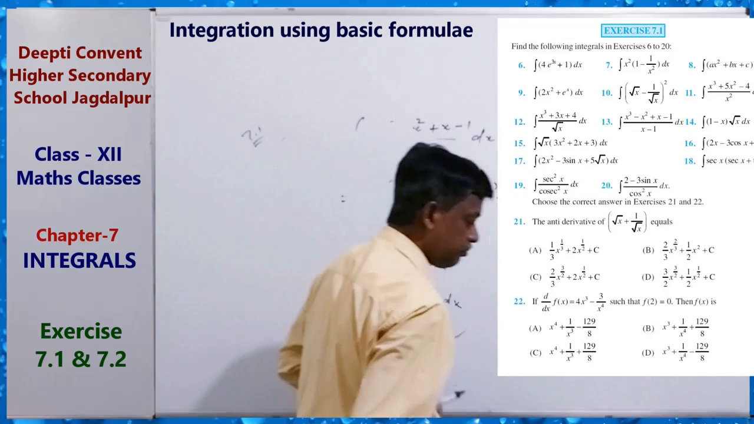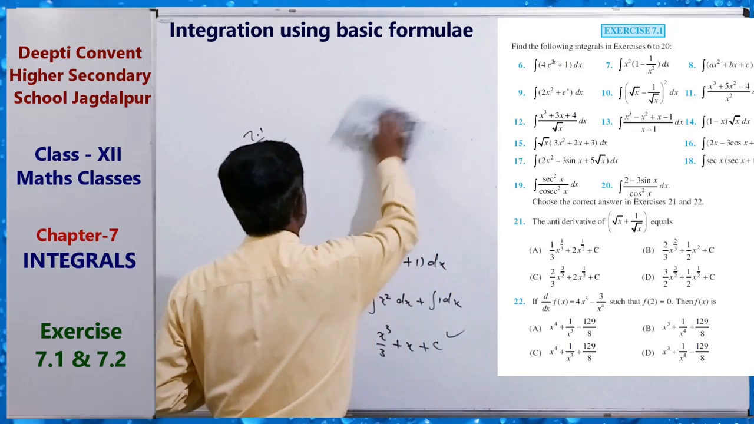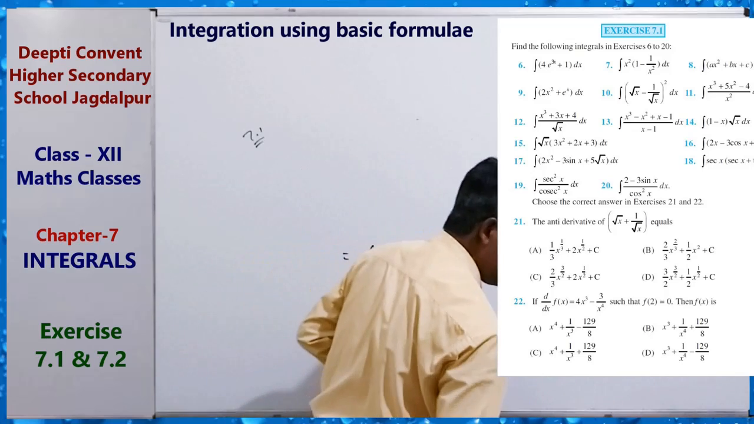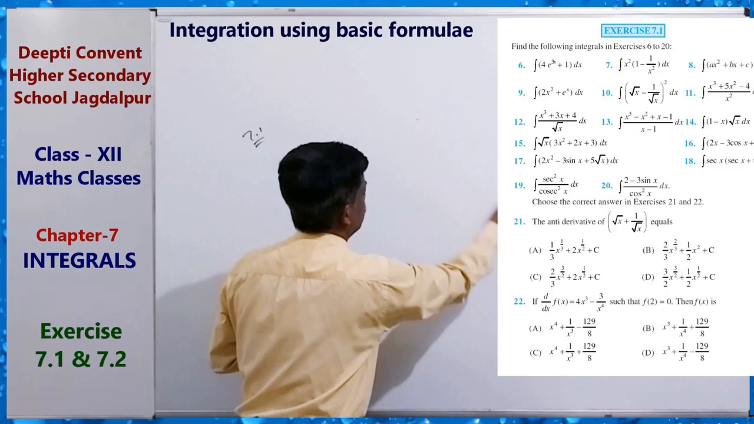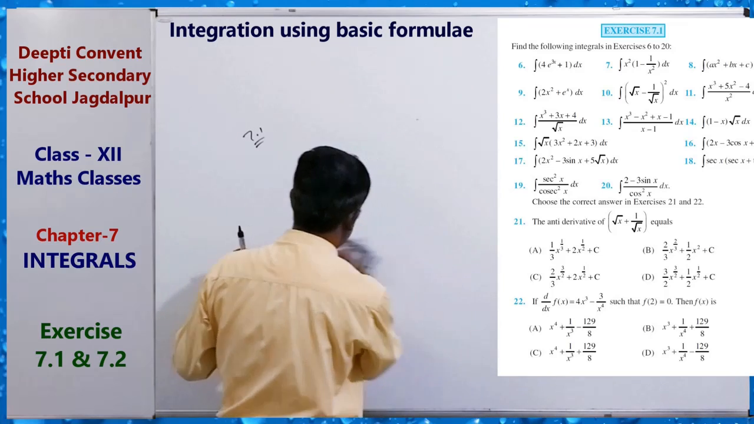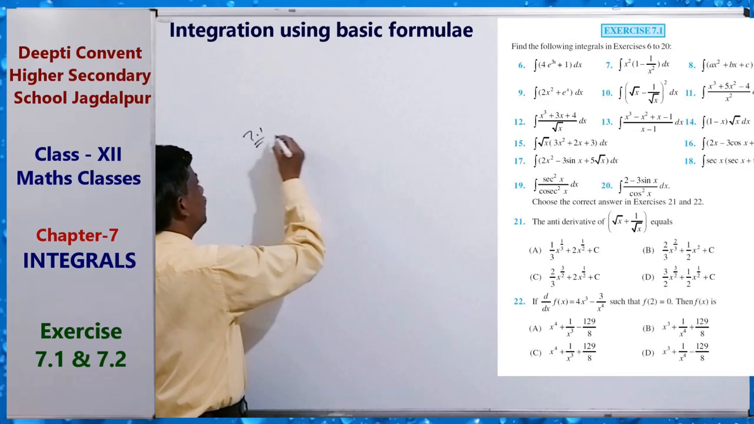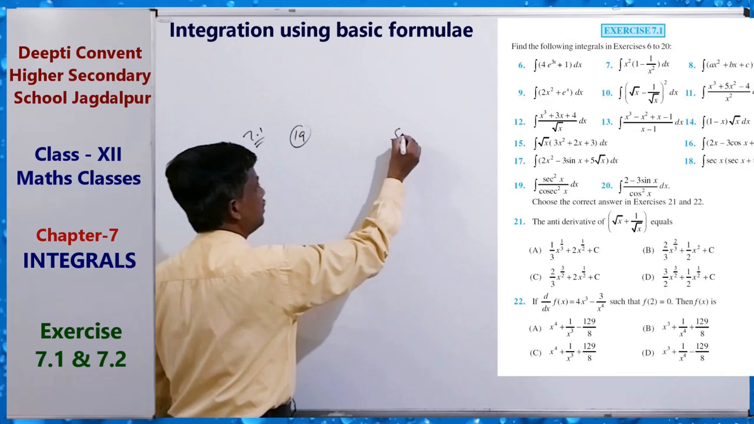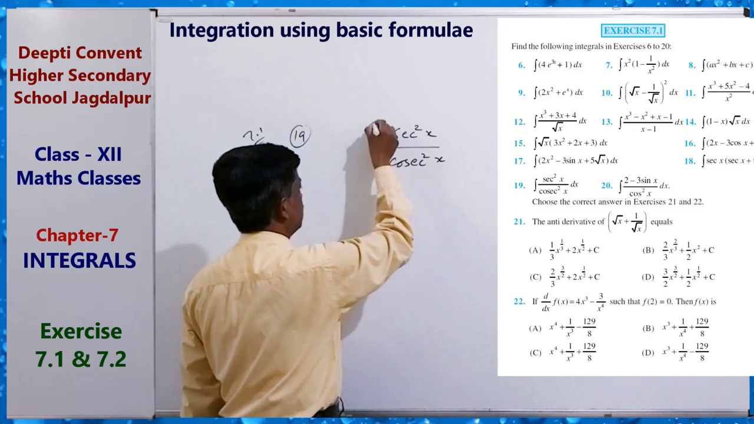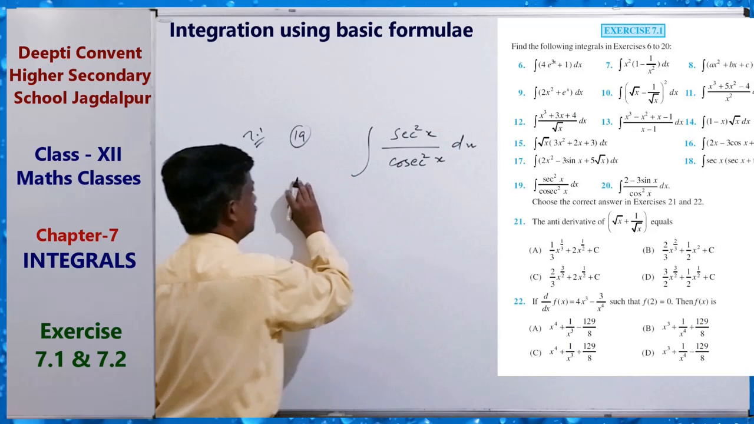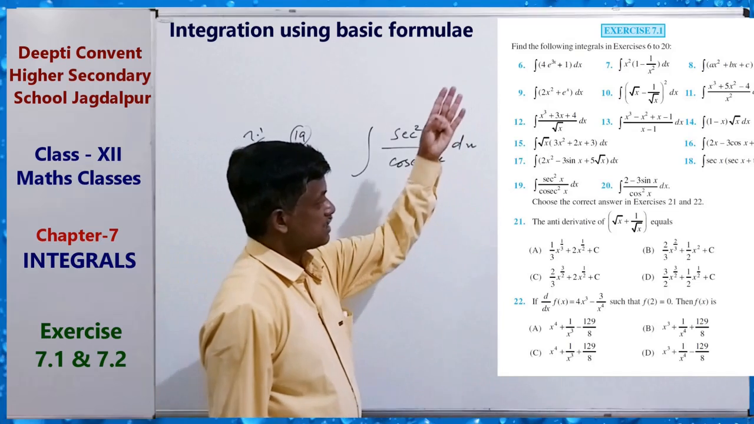Here question 19: sec square x by cosec square x. In trigonometry also we know the formulas related to sine, cos, tan and so on for integration. Question 19, what is given? Sec square x upon cosec square x. This is the integral. For solving this integral, we know the standard formulas.